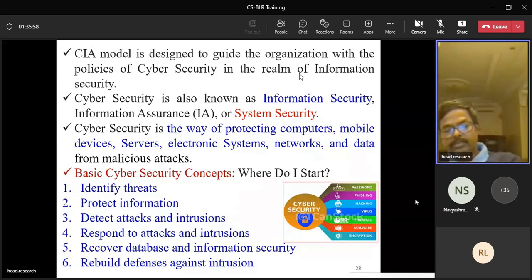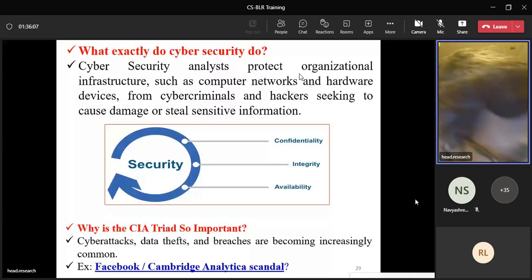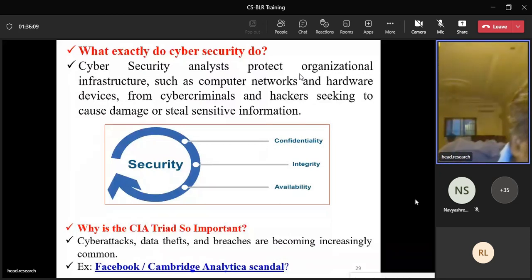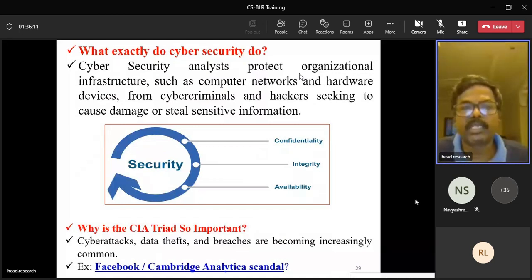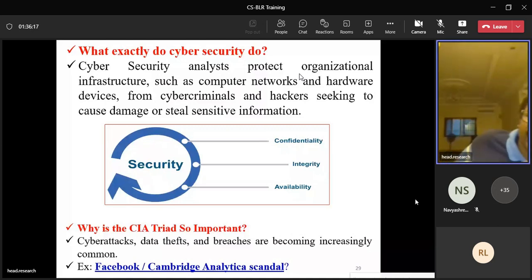Okay. Then what exactly does a cyber security analyst do? A cyber security analyst protects organizational infrastructure such as computer networks, data centers, local area networks and hardware devices from cyber criminals and hackers seeking to cause damage or steal sensitive information. Why is the CIA triad so important?